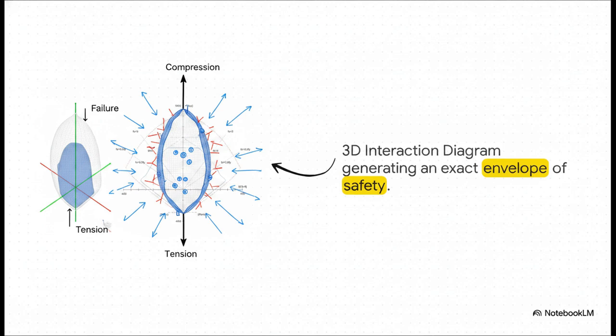Here's the bottom line. If the combined force of your real-world load falls safely inside this blue bubble, your column is good to go. If it pokes outside that wireframe even a little bit, you have a failure. It's a highly visual, mathematically rigorous way to define the exact limits of your components.